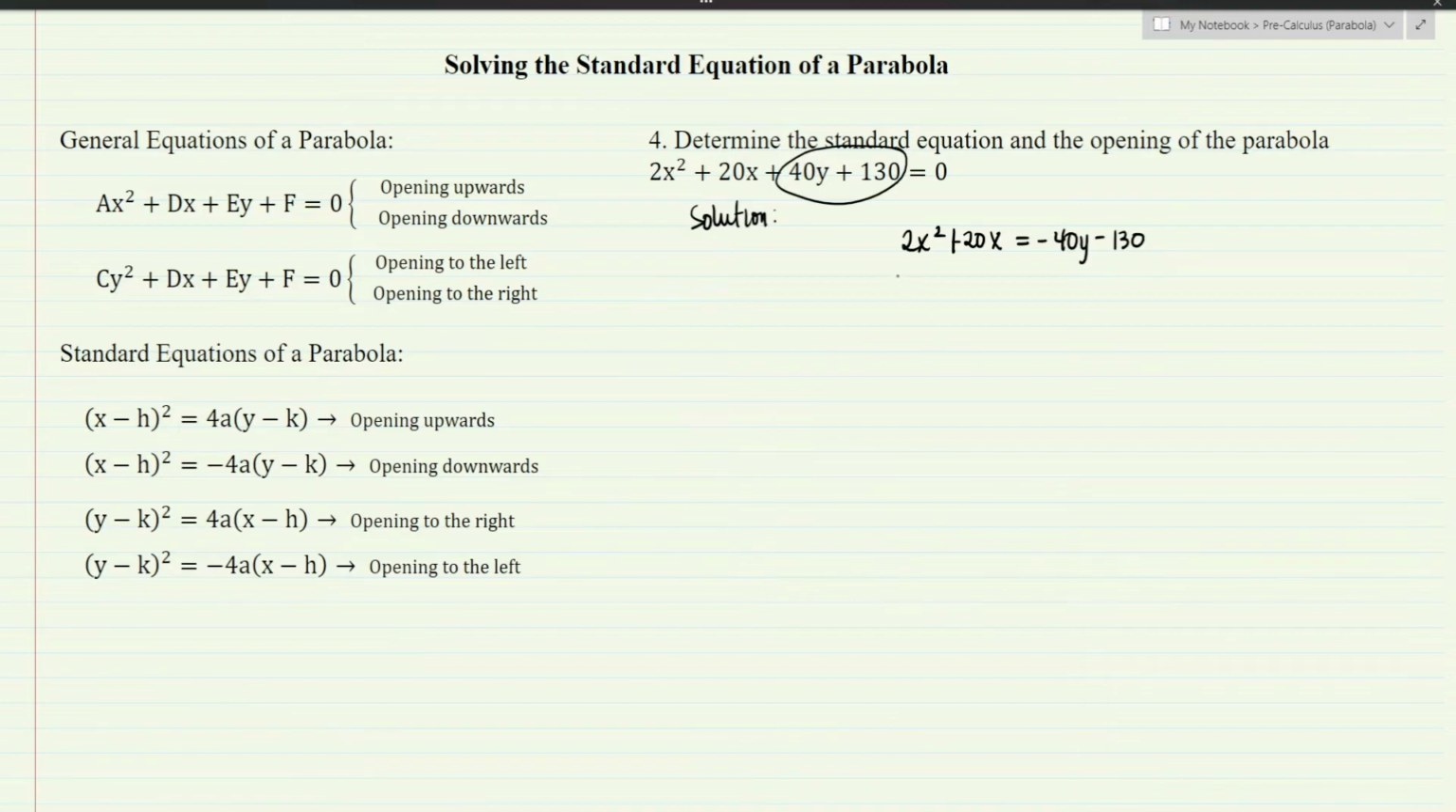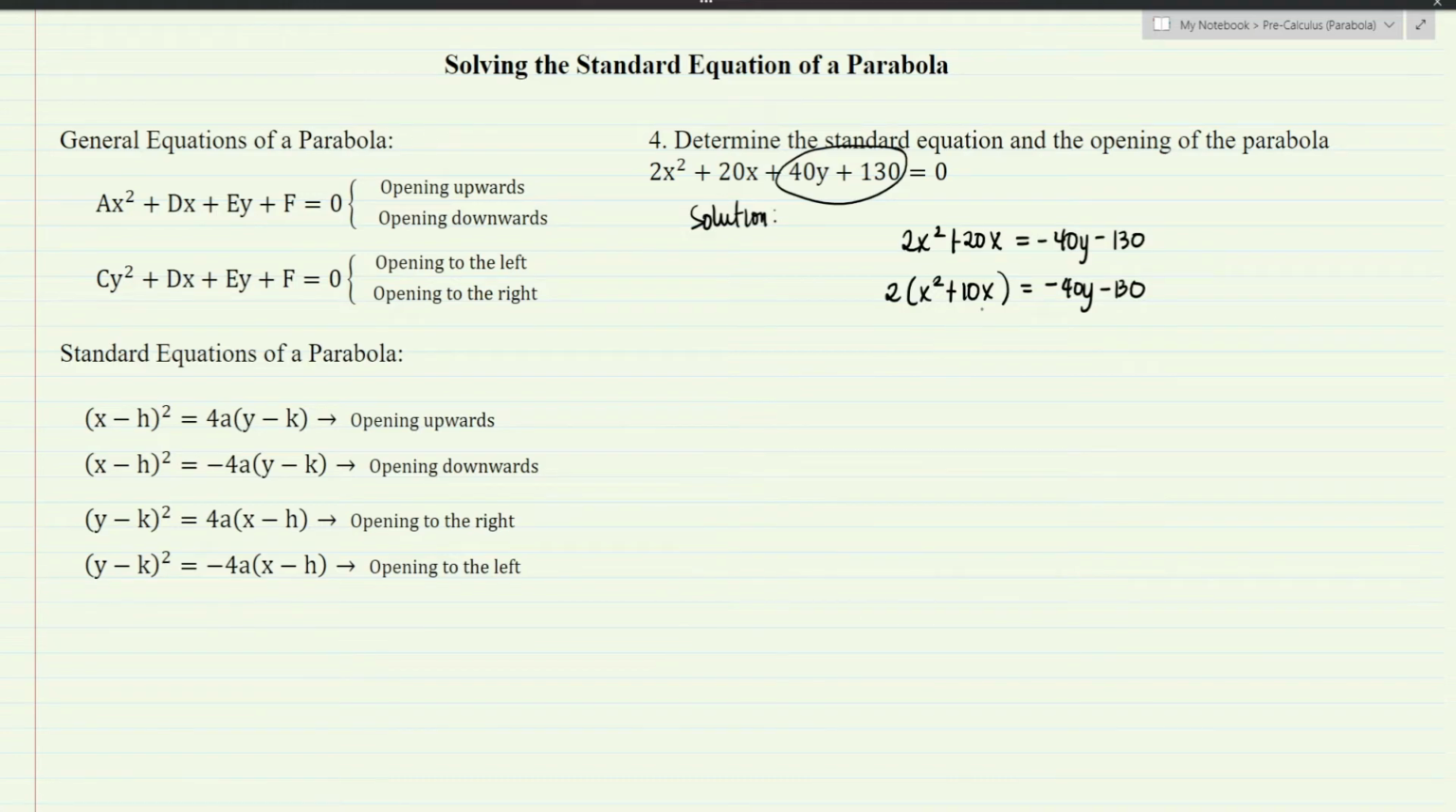Now, before we perform completing the squares on the left side, I must factor out the coefficient of x squared since it is greater than 1. So I would have here 2 multiplied by x squared plus 10x. Then copy the right side of the equation. So negative 40y minus 130.